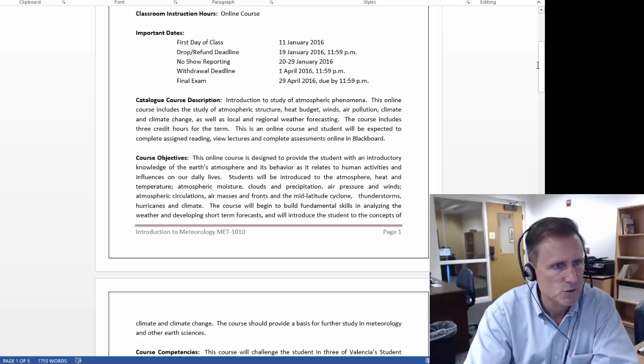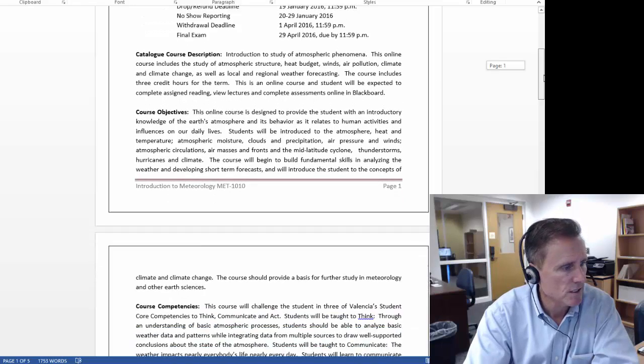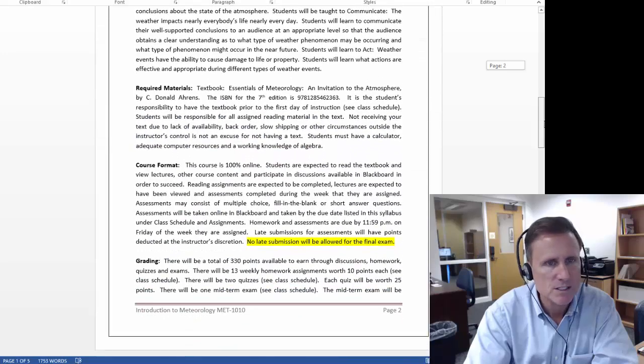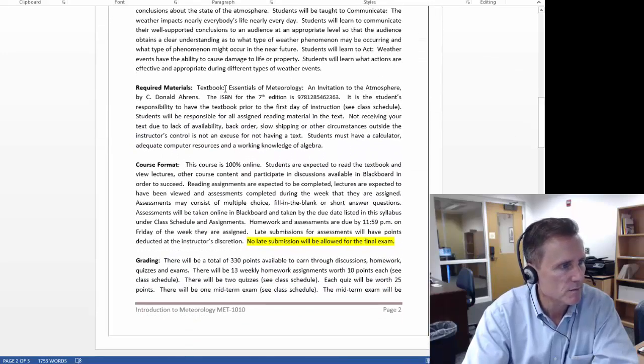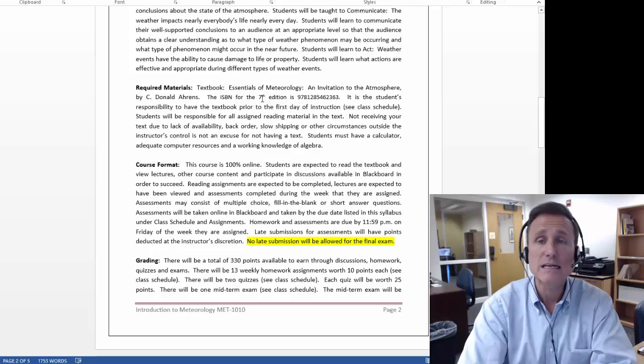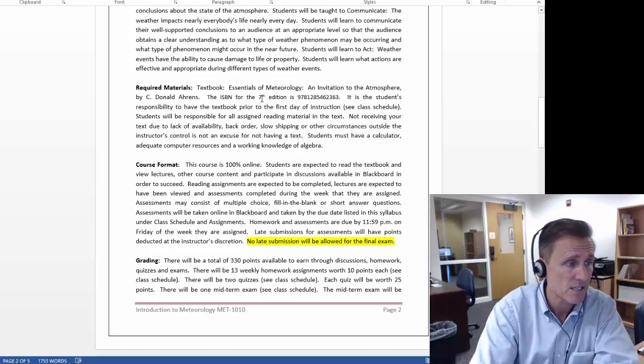A lot of the stuff is just sort of boilerplate: description, objectives, competencies, required material. Required material, I'm going to write in here, is Essentials of Meteorology: An Invitation to the Atmosphere by Donald Ahrens, and you want the 7th edition. That's going to be the text that you need.